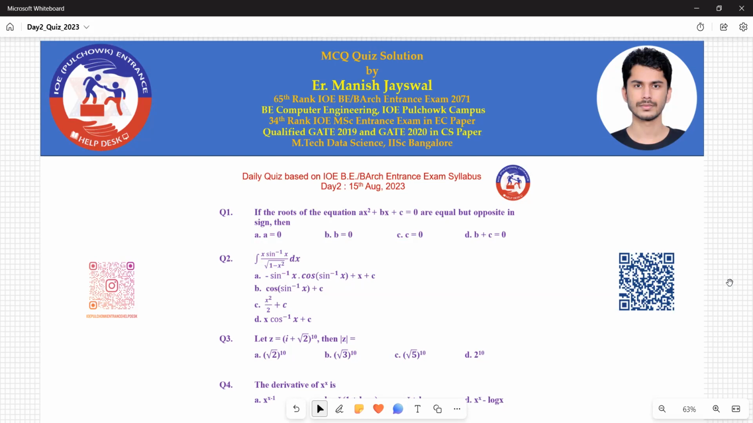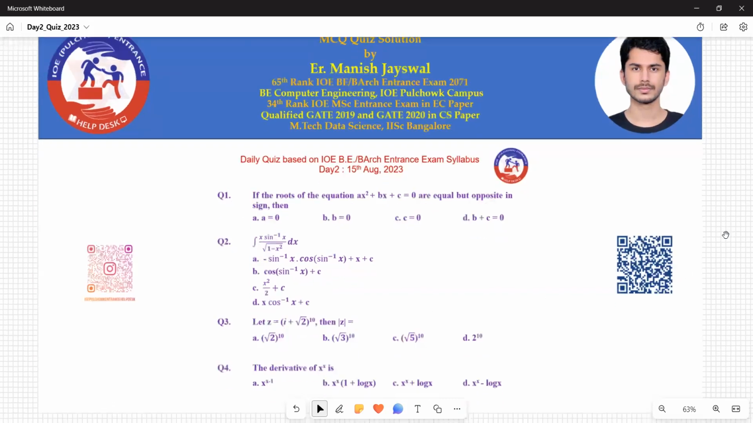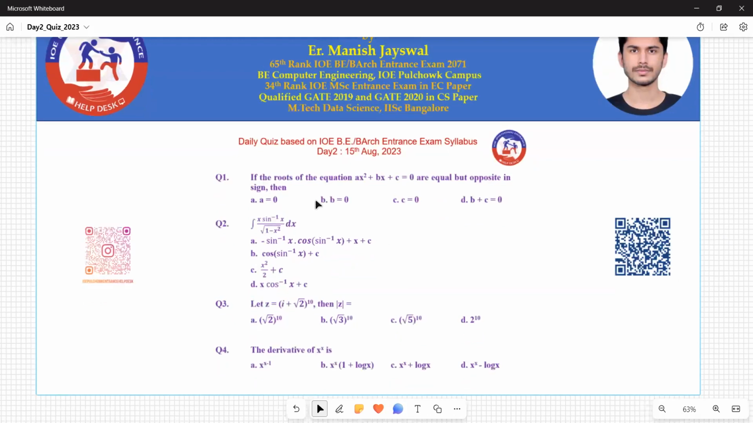Today we are going to discuss the solutions of quiz 2 of our MCQ questions. So these were the questions that were provided for day 2 of the quiz. The very first question is, if the roots of the equation x square plus bx plus c are equal but opposite in sign, then, and there are four options, right? So just think of how will you solve it.